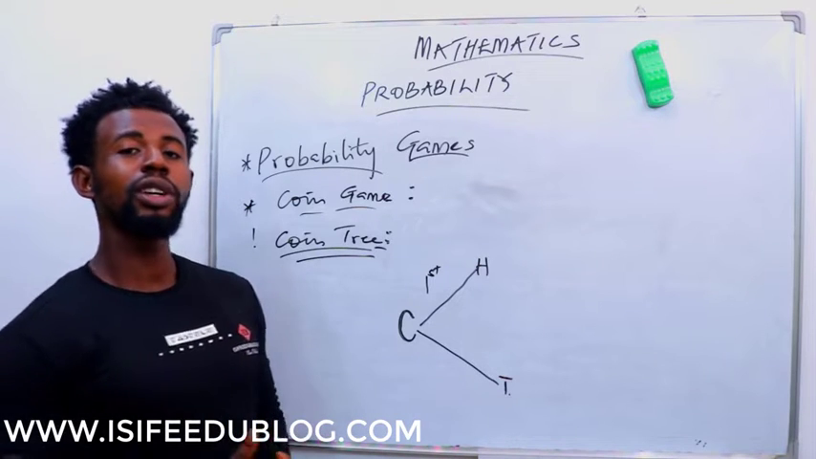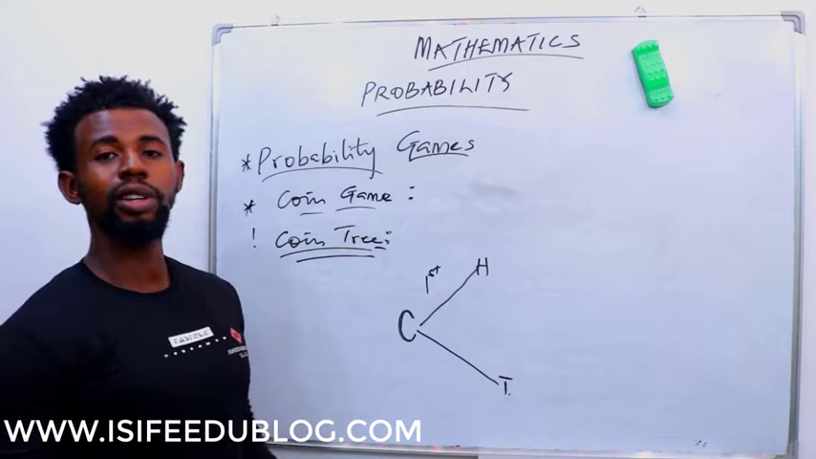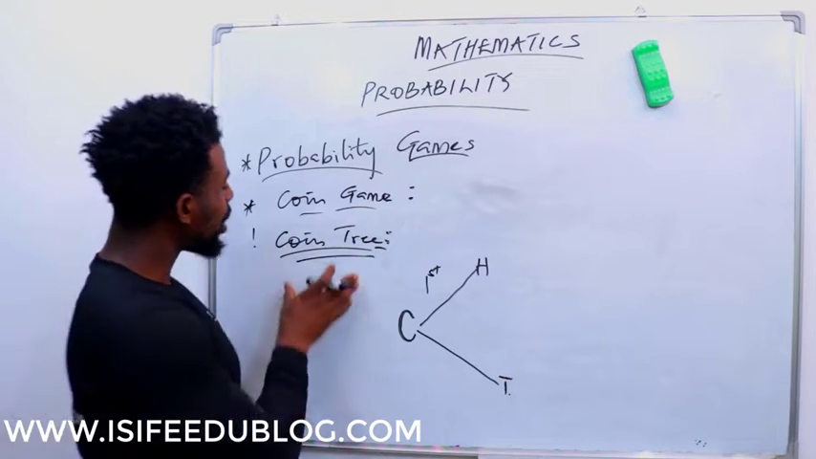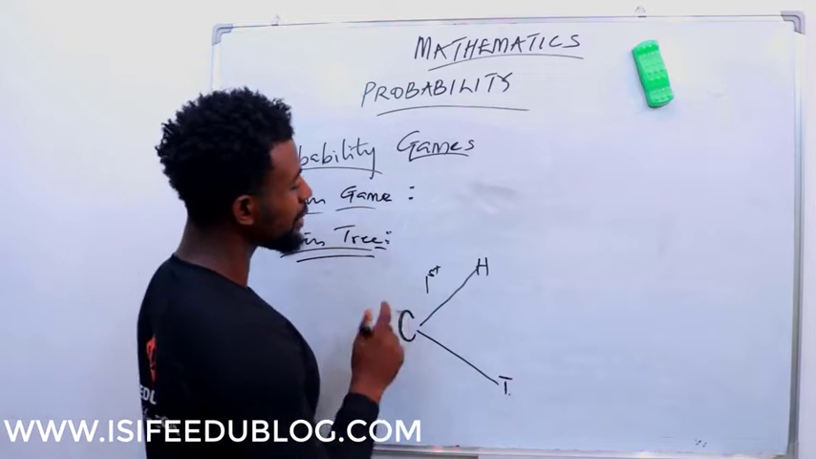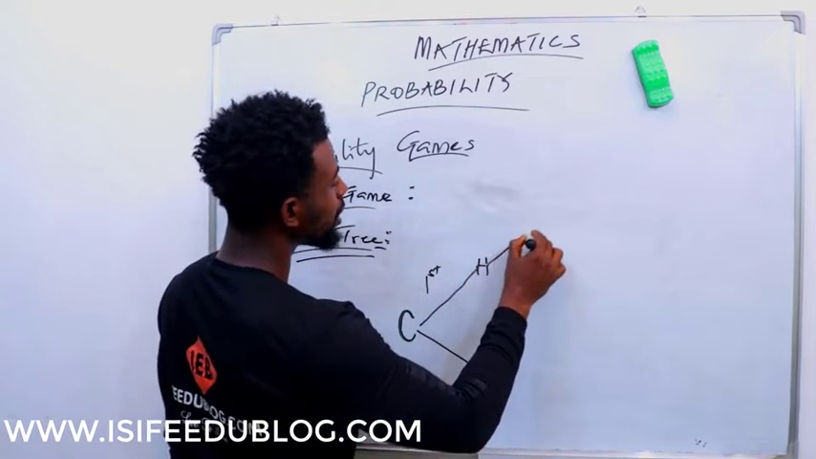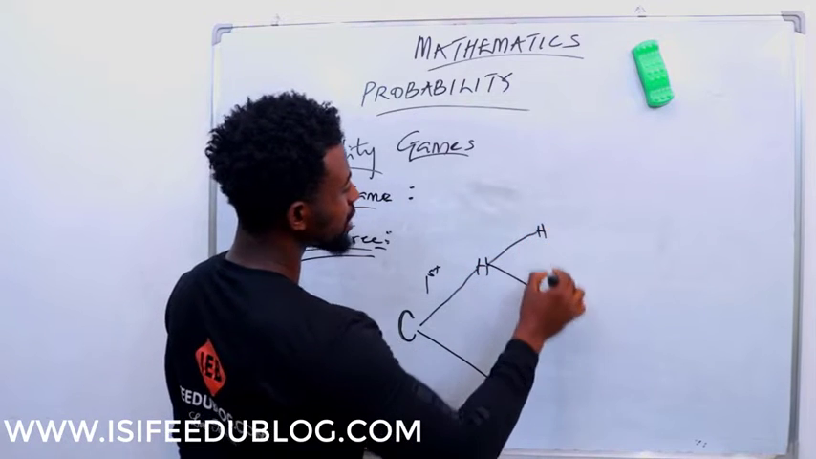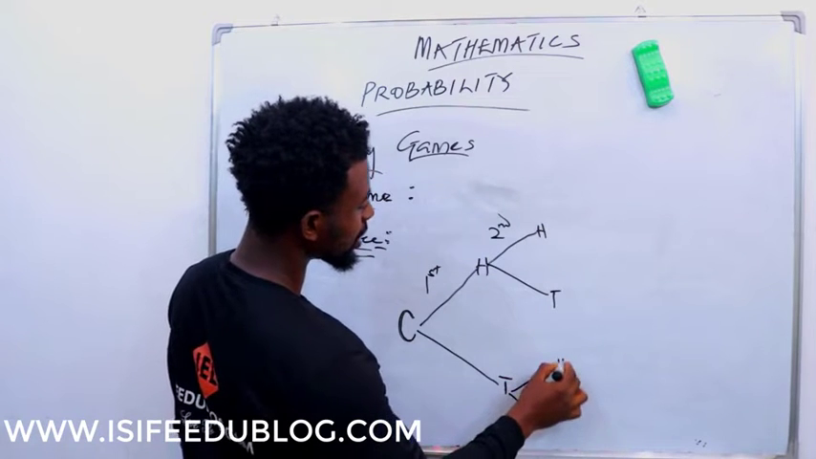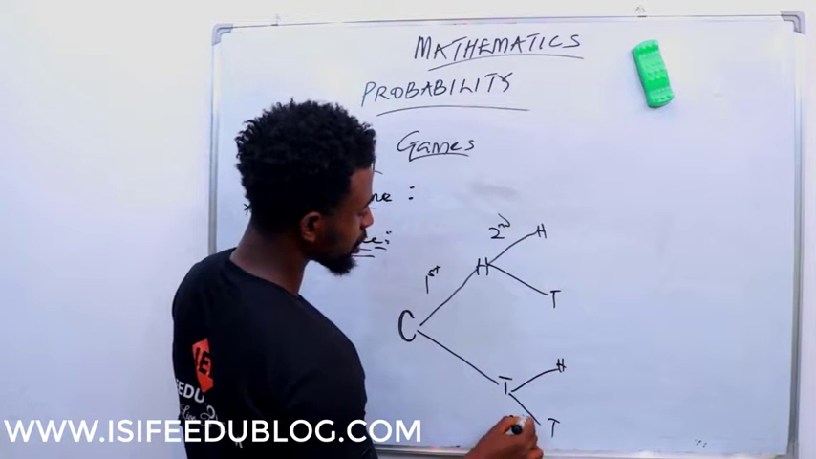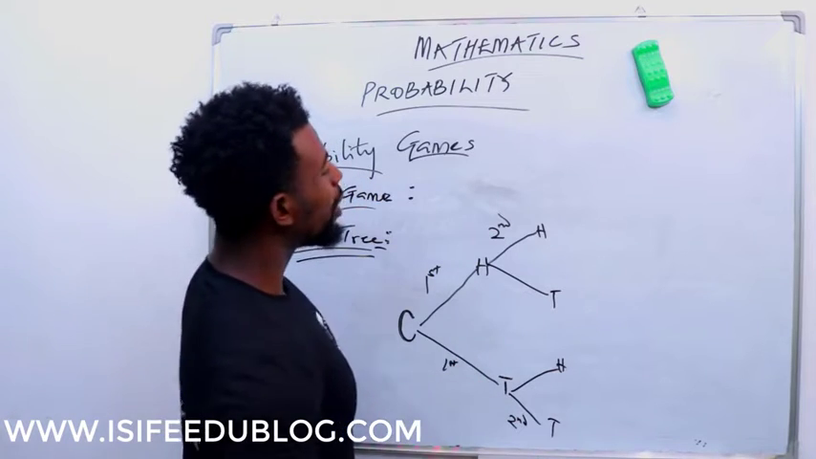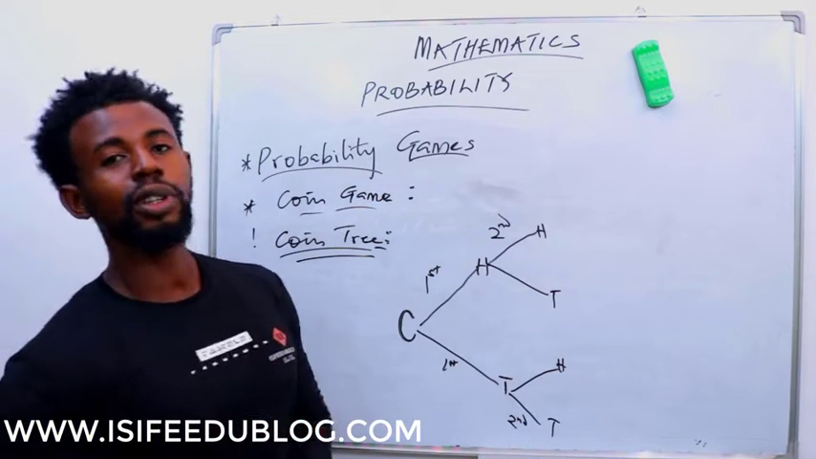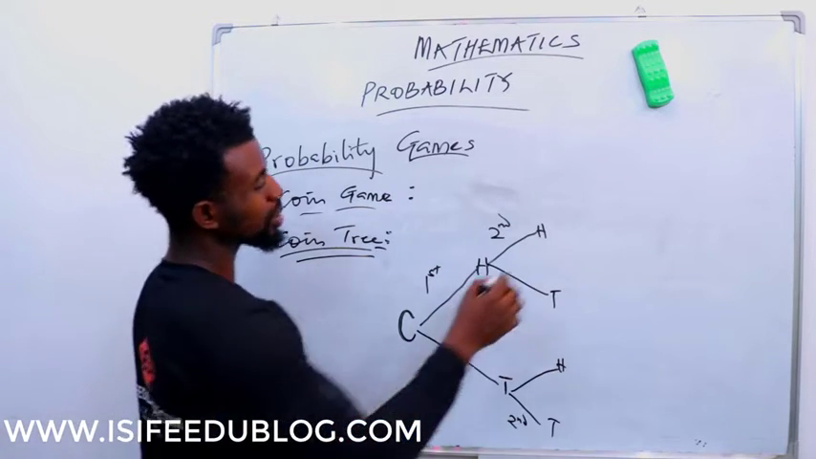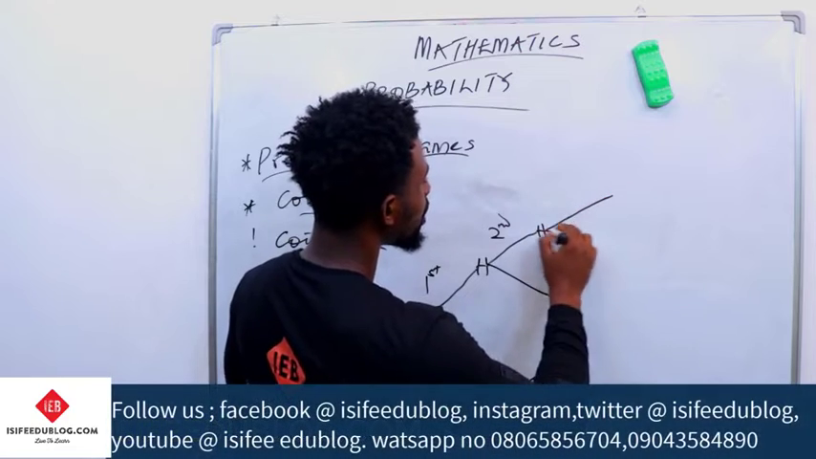Now what if this same coin is tossed again, or let's say this same coin is tossed for the second time, or you have 2 coins being tossed simultaneously? Our coin tree will give us an extension for the second toss. For the second toss, from here, this is supposed to give us a head and a tail, and this is also supposed to give us a head and a tail. This is the second toss. Now what if the same coin is tossed for the third time, or let's say 3 coins were tossed simultaneously? Our coin tree will also give us an extension for the third toss.